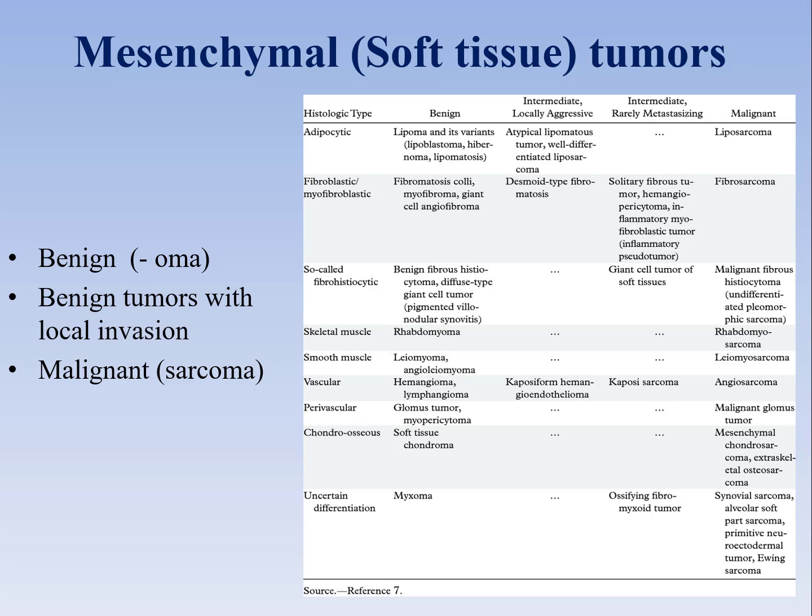A lot of them. All mesenchymal tissue tumors are classified not only into benign and malignant, but also a benign tumor with local invasion. It's something like an intermediate form. This tumor has an infiltrative type of growth, but it's benign. It has no features of cellular atypia.